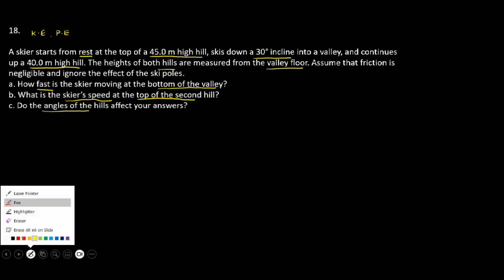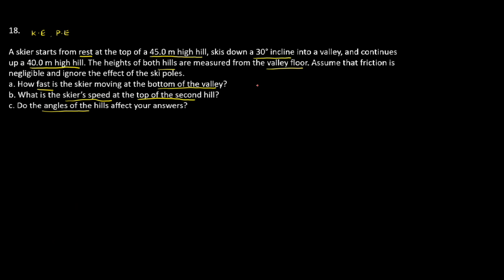Let us first sketch the situation. Here, the skier is at the top of a hill, and this hill is 45 meters high. He skis down this hill, reaches the bottom, and then goes up another hill, which is 40 meters in height. In the first part of the question, I need to find what is the speed of my skier at the bottom of the hill, at this point here.